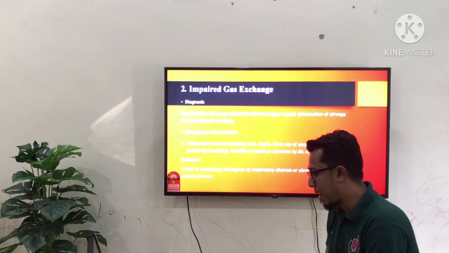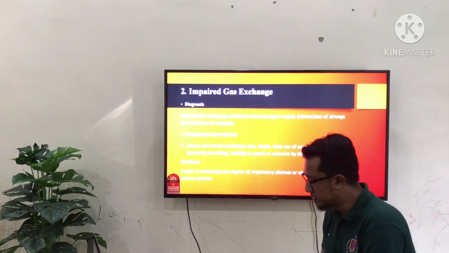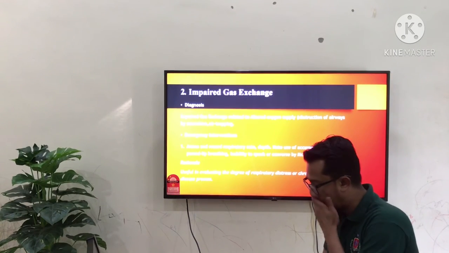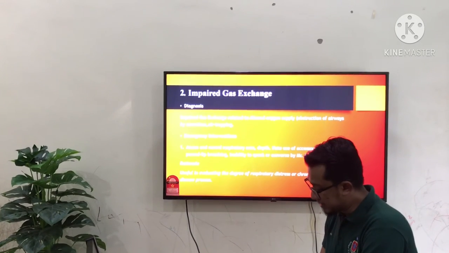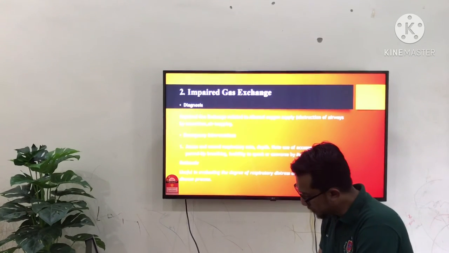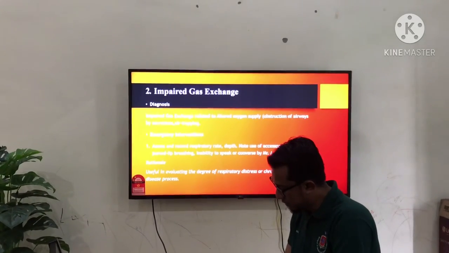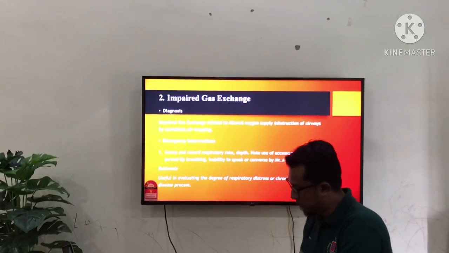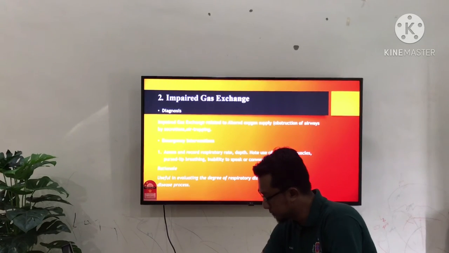Number 2 is impaired gas exchange. Diagnosis, impaired gas exchange related to altered oxygen supply, obstruction of airways by secretion, air trapping. Emergency intervention, assess and record respiratory rate, depth, use of accessory muscles, pursed lip breathing, inability to speak or converse by Mr. A. Rationale, useful in evaluating the degree of respiratory distress or chronicity of the disease process.